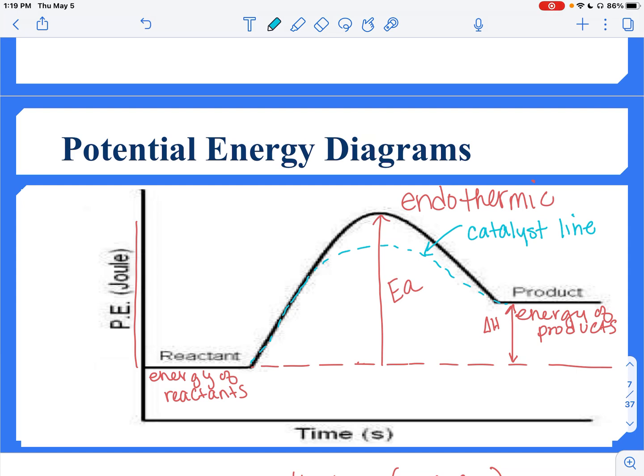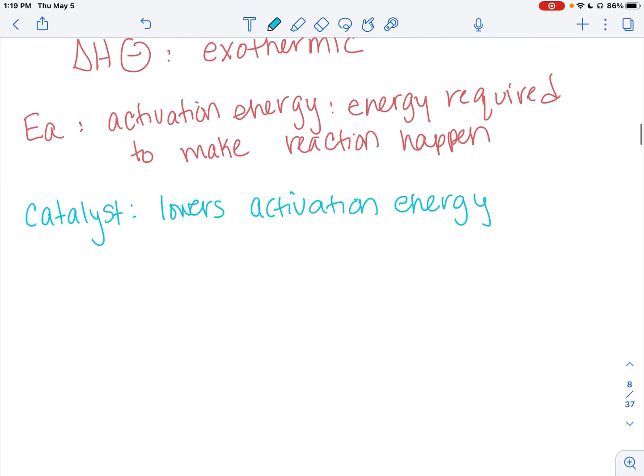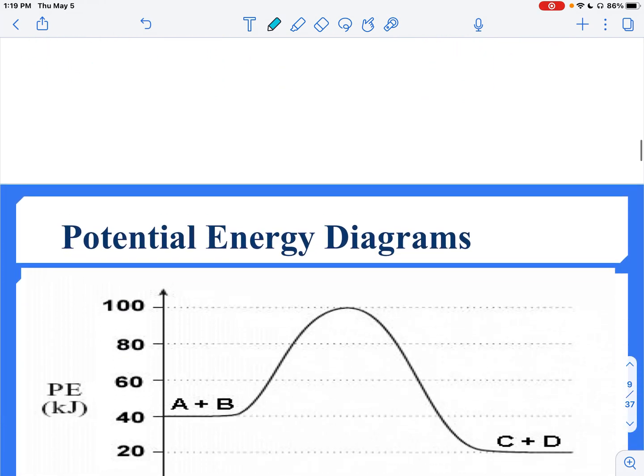And there are a bunch of different types of catalysts. That's beyond the scope of this course, but it is something you'll get into if you take more advanced chemistry classes. So that's all we have to label.